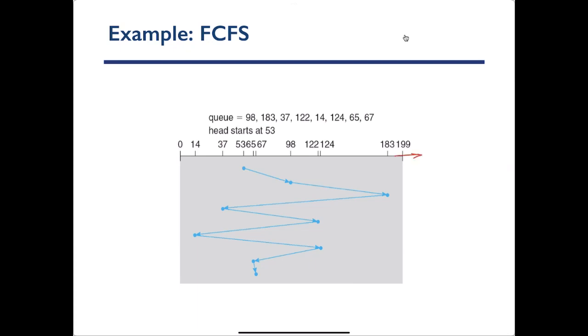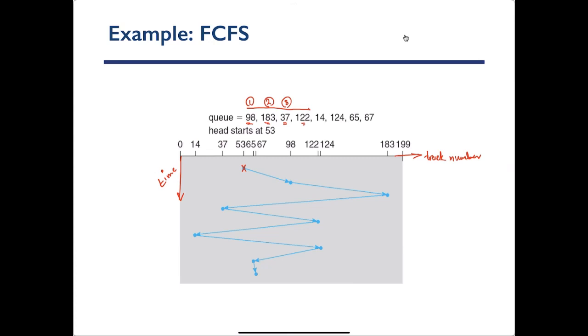Now here's a graph. On the x-axis, I have the track number, and on the y-axis we have time. Now let's assume that this is the order. So this is number 1 on the queue, number 2 on the queue, number 3 on the queue, and let's assume that these numbers are the track numbers for these requests.